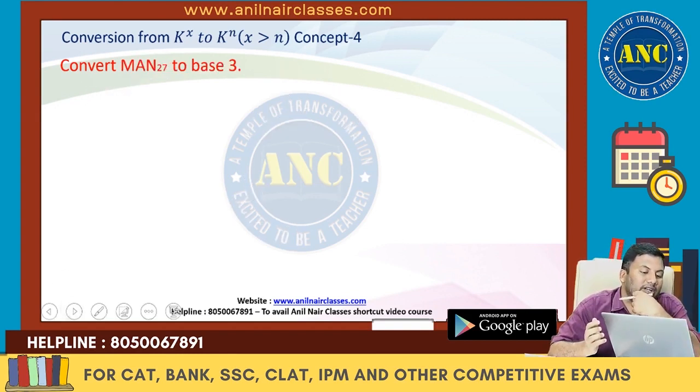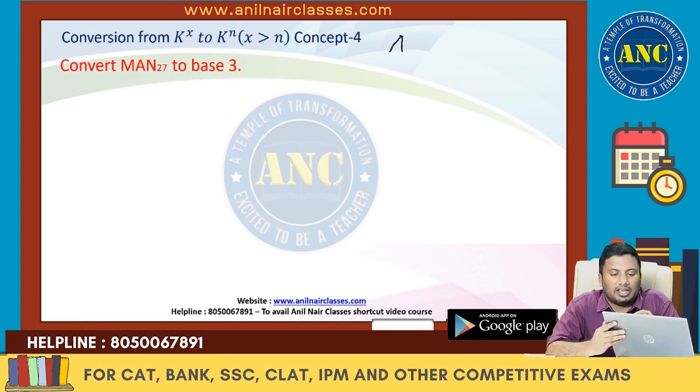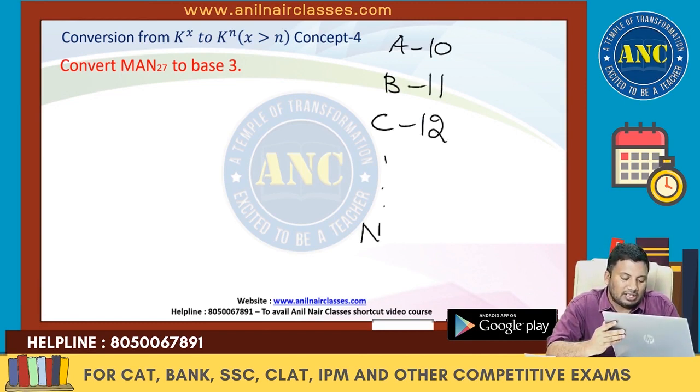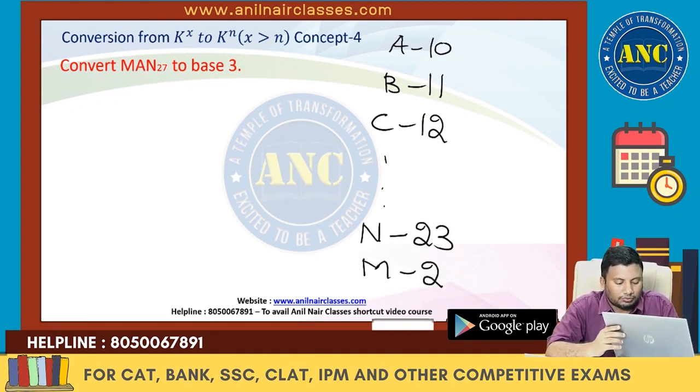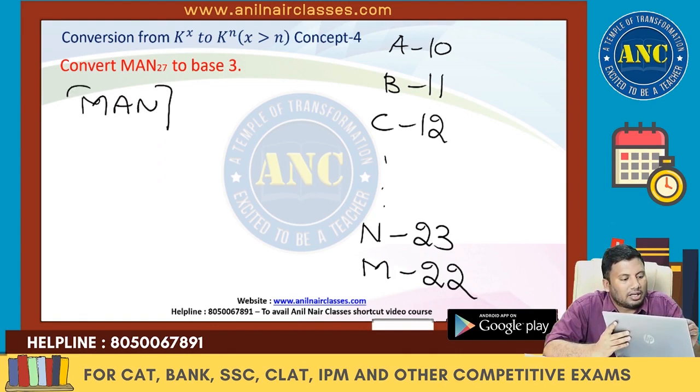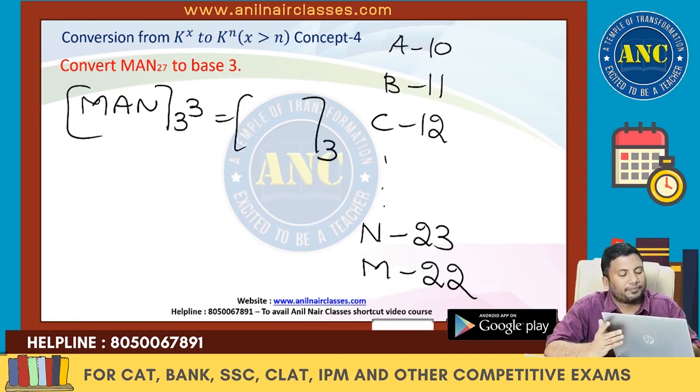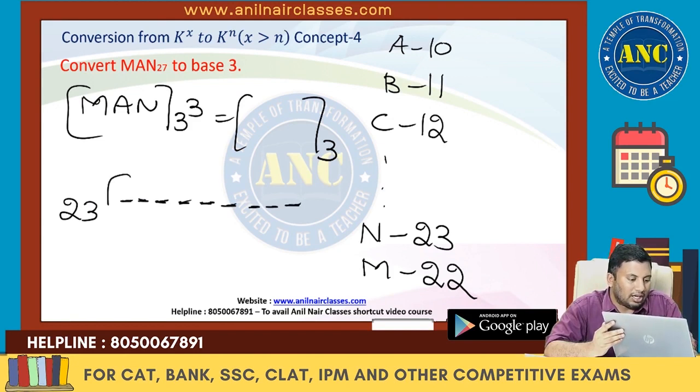Next, convert MAN. See, A is 1 0. B is 1 1. C is 1 2. N is 2 3. M is 2 2. So MAN, 27 is 3 cube, in base system 3. So every digit has got 3 places. Total 9 I will have.